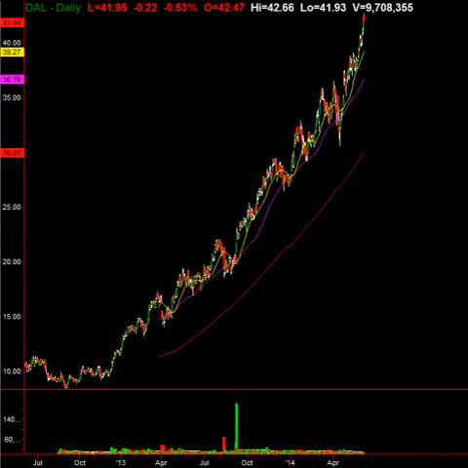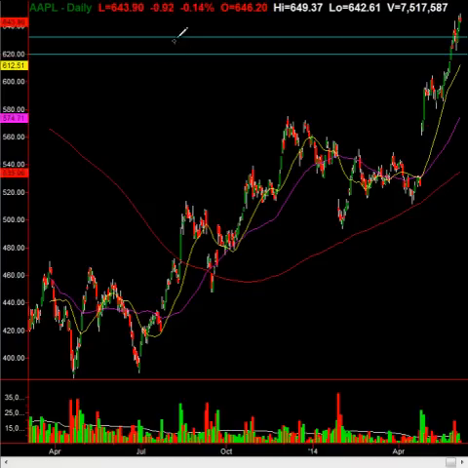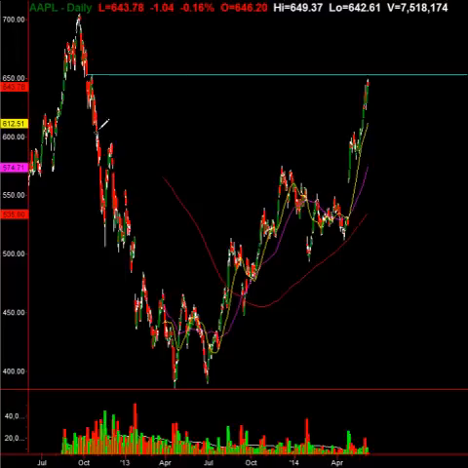We do see the IYT, the transports, up today, but they haven't really taken out those recent highs either, so I'm still keeping a close eye on that as well. All right, what else do we want to look at? Apple. Let's take a look at Apple today. Apple's actually a little bit weaker, but Apple here is hitting into, let me just erase these lines. These aren't important anymore. But Apple's hitting into this resistance level, the 653 level.